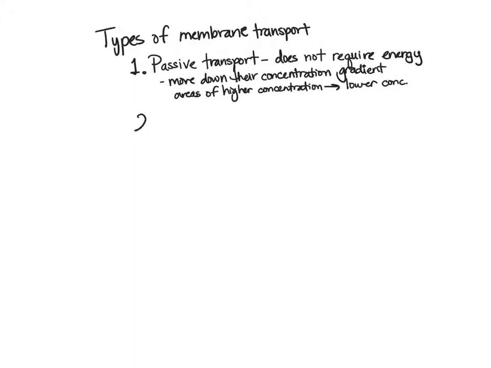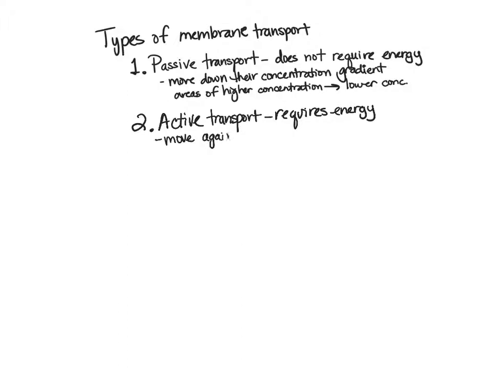On the other hand, our second type of membrane transport is called active transport. And active transport actually requires energy. And it requires energy because, in this case, it's moving against the concentration gradient, or up the concentration gradient.